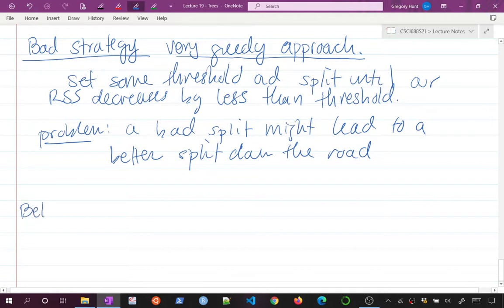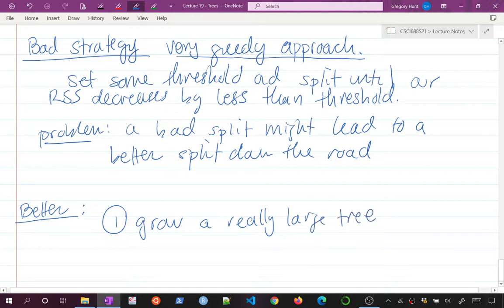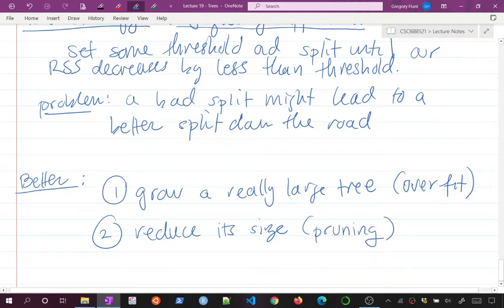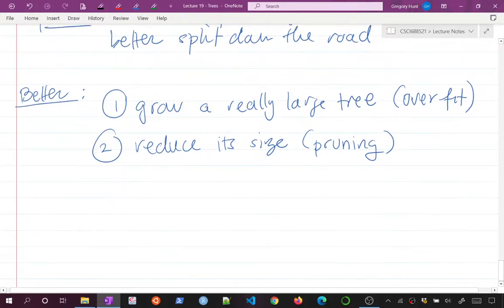The better strategy is what we're going to do: one, we're going to grow a really large tree. We're basically going to overfit the data. And two, we're then going to reduce its size, i.e. the number of splits. And this is called pruning. So we're basically going to, quote, prune the tree. Typically this is done with what's called cost complexity pruning.